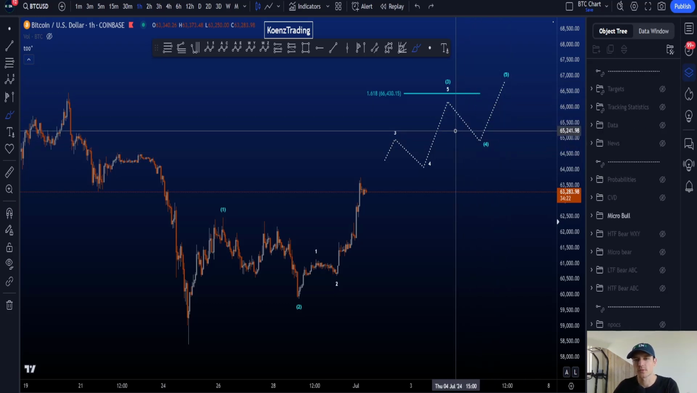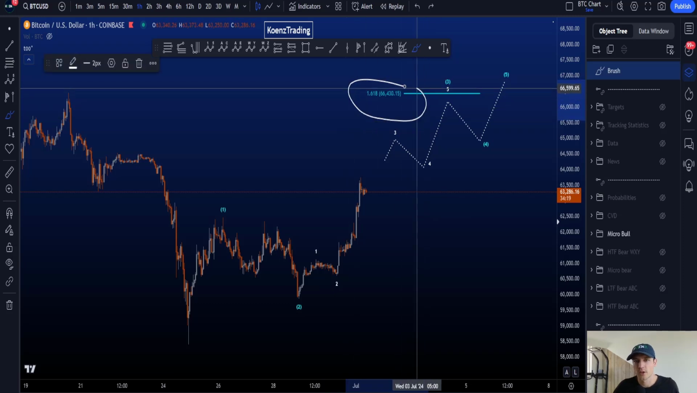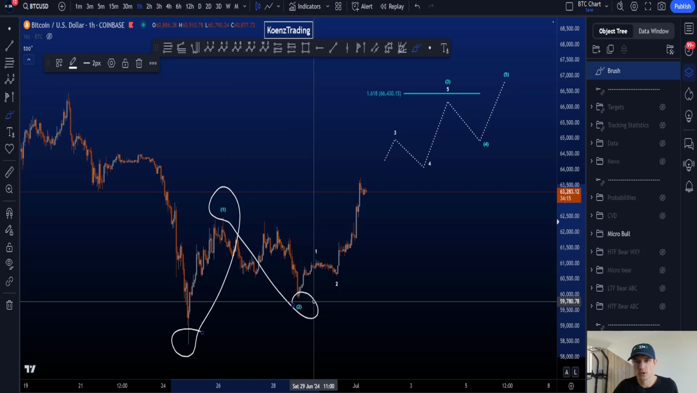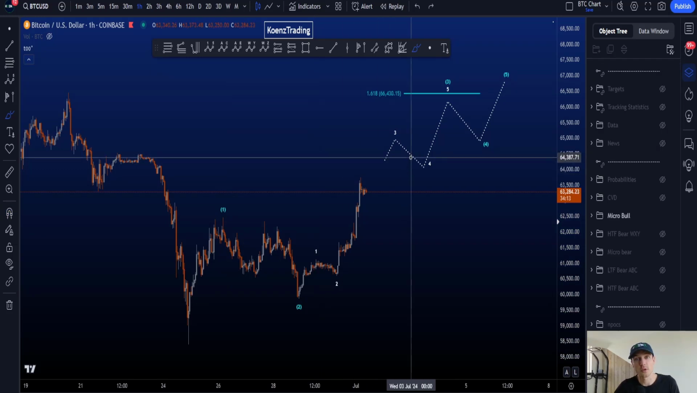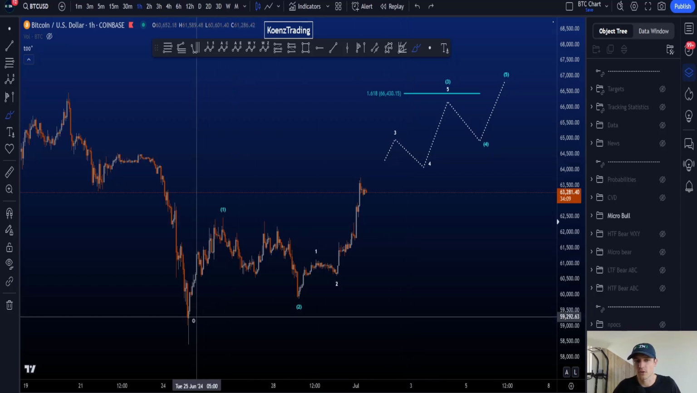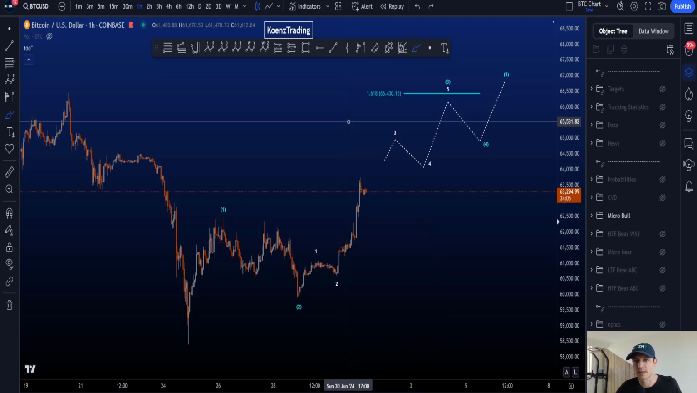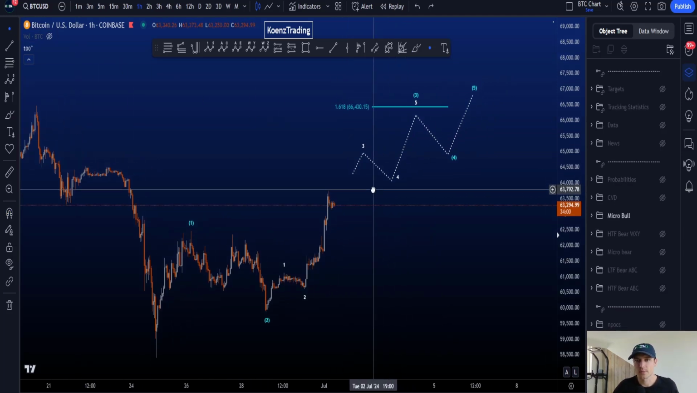Now, a minimum target for wave 3 is commonly the 1.618 trend-based fib extension taken from the low to the high of 1 to the low of 2, sitting at 66.4k. So that would also invalidate the bearish scenario where we're looking for an ABC and a move down, because 66.2k is the invalidation for that impulse to the downside on the daily time frame.